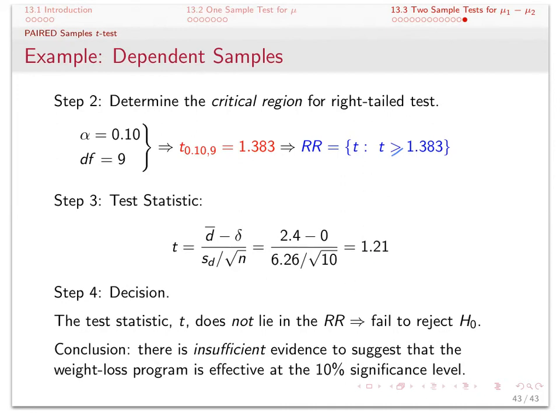When we compare that then to our rejection region, which said that t was greater than or equal to 1.383, we see that our test statistic does not lie in the rejection region, so we will fail to reject the null hypothesis. As such, that means we're going to conclude that there is insufficient evidence to suggest that the weight loss program is effective at the 10% significance level.